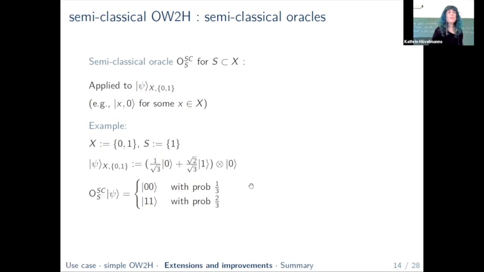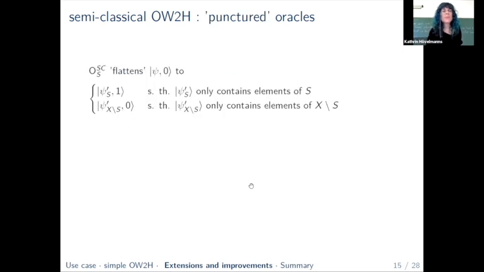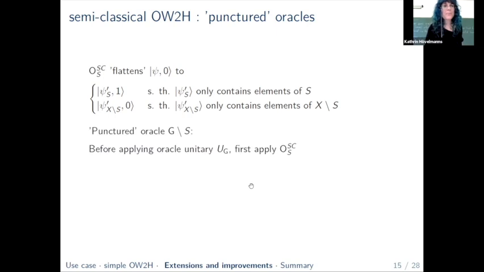Okay, and what I will do now is to show how we can use those semi-classical oracles to define punctured oracles. So just recall that the oracle flattens the state to a state that has either 1 in the last register and only contains elements of S, or the last register is always 0 and the first state only contains elements that are not in S. And a punctured oracle G punctured by S is defined as follows. Before we apply the oracle unitary UG, we will first apply the semi-classical oracle.